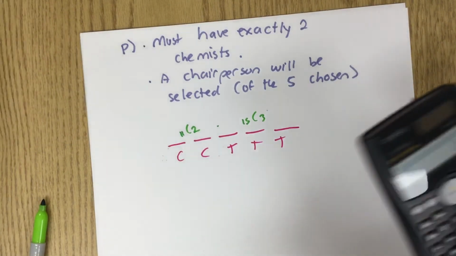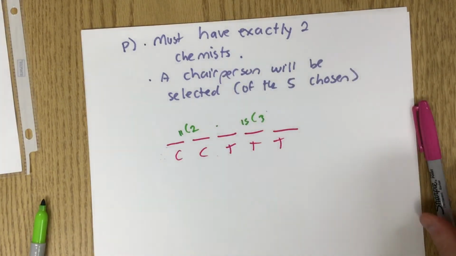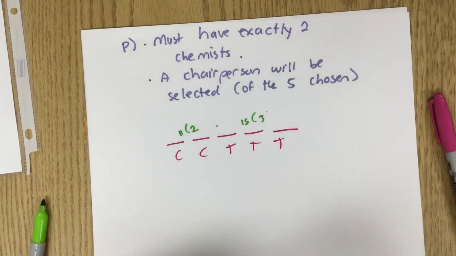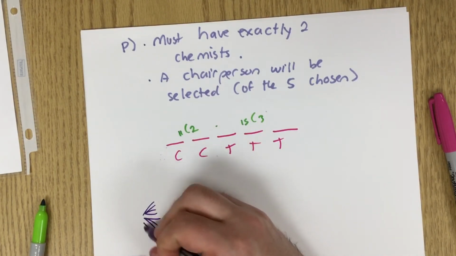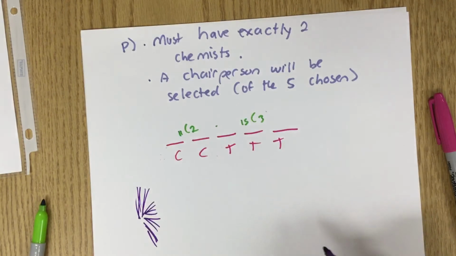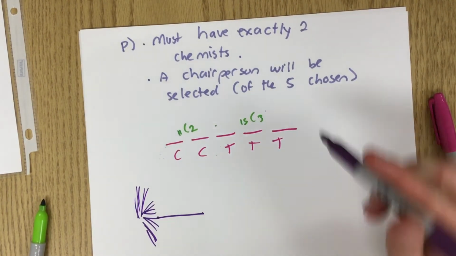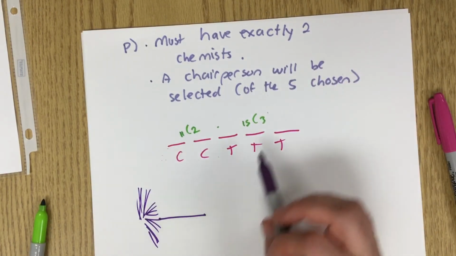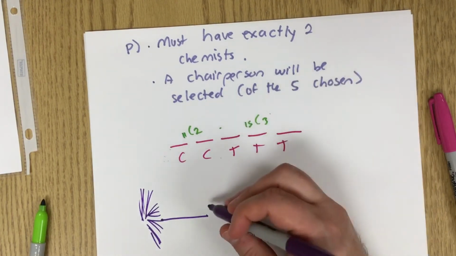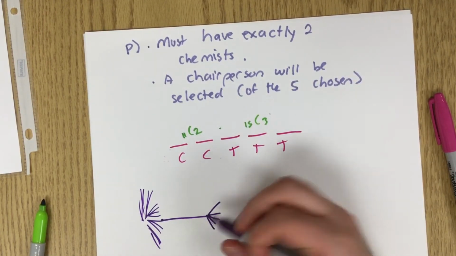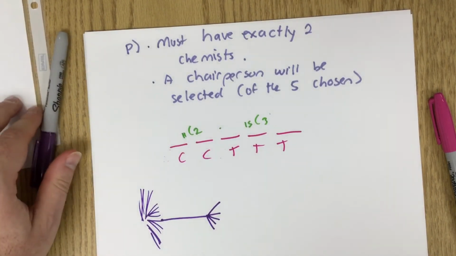Whatever that number is, that's how many. I'm going to do it as a tree diagram. There's a few thousand of those 2 chemists and 3 technician committees, and that's one of them. I've kind of drawn that branch out. Now, with that one committee we're going to choose a chairperson. How many ways are there to choose a chairperson? Well, there's 5 people on the committee, so there's 5 ways of choosing the chairperson among those people.